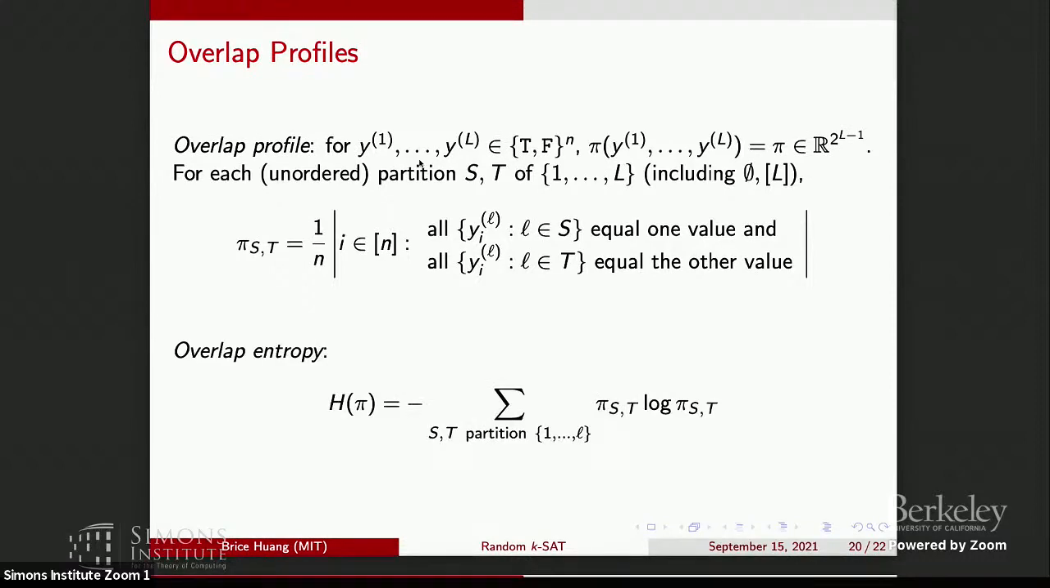Note that unlike for independent set, where the forbidden structure only needed to care about the non-intersection of one set with the union of its predecessors, here we actually need to know all the ways that these assignments agree and disagree. And we can think of this pi as a probability distribution, because pi_st is the probability that if you pick a random coordinate, then you get the agreement pattern st. And we can take the entropy of this probability distribution. We define this as the overlap entropy. In some sense, this measures the diversity of the set of assignments y1 through yL.